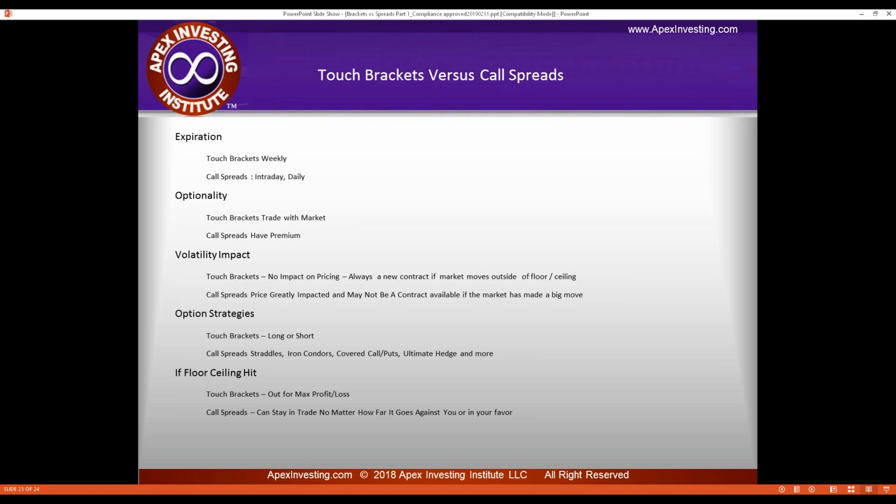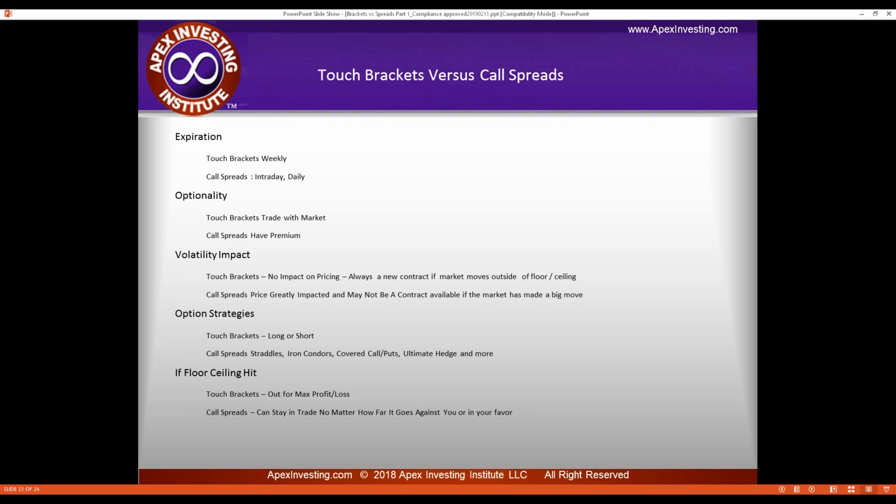Just right there, expiration. What kind of chart do you use? I use a 1-minute chart, I'm looking at real small time frames. Either one then, no problem. But if you're using 4-hour bars and daily bars and longer term, I think it's pretty clear you might want to be looking more at the touch brackets for the longer term expiration.